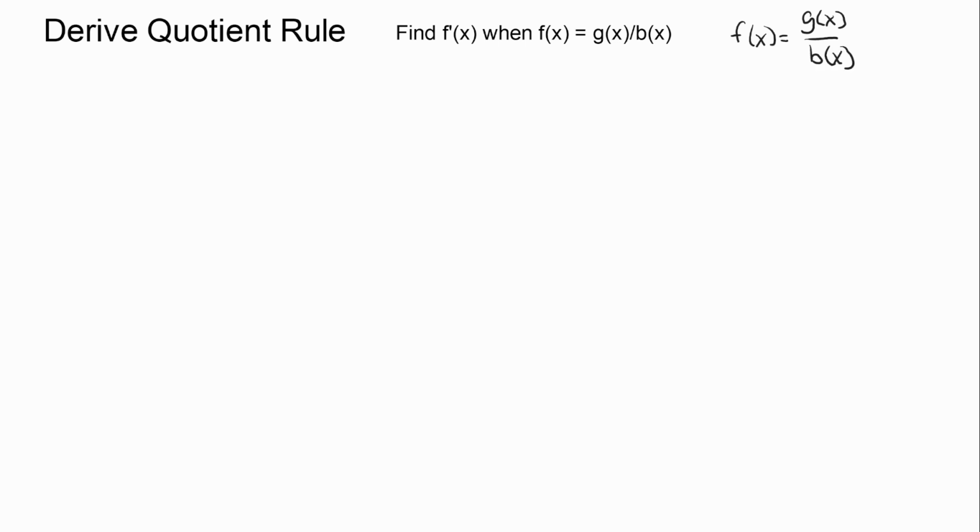Now, when we put this in the limit definition of a derivative, f prime of x, or the derivative, is equal to the limit as h approaches 0, where on top in the numerator, we have our f of x plus h function. So this is where we have g of x plus h divided by h of x plus h, minus f of x, which is just g of x divided by h of x, all over h.